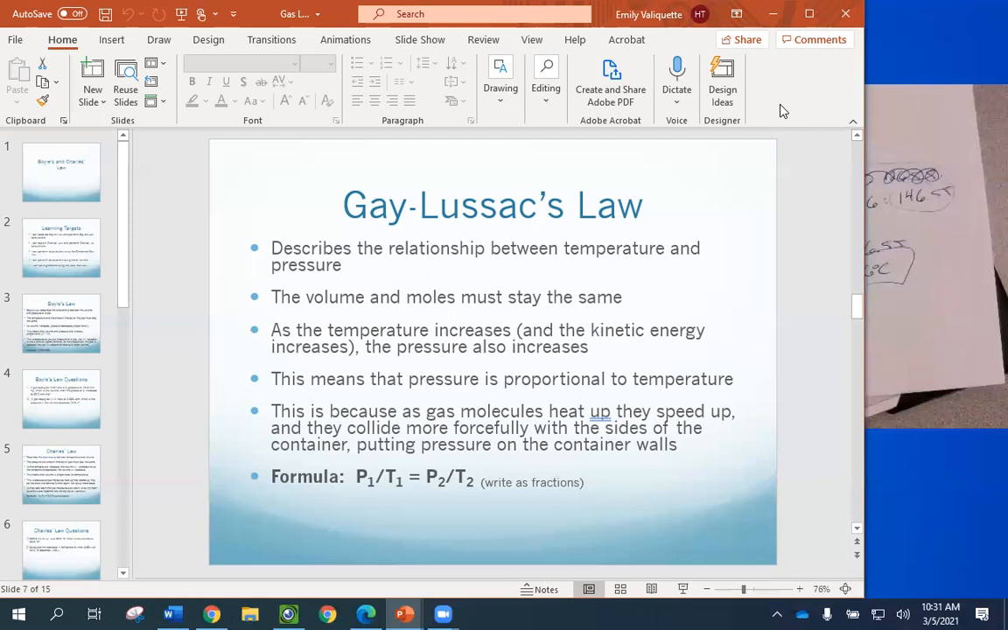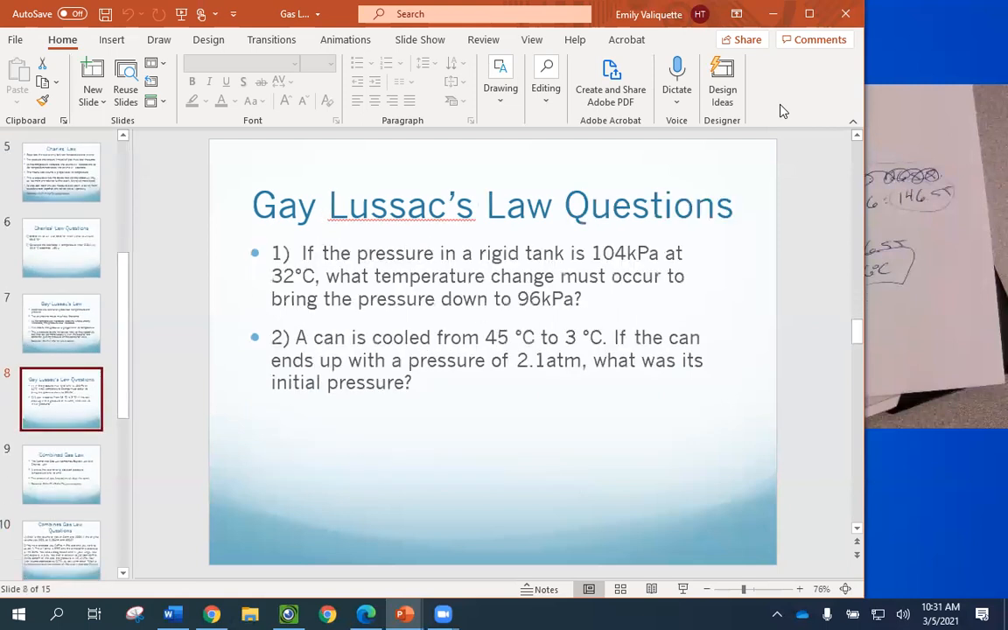This is because as the gas molecules heat up, they will, of course, gain kinetic energy. They will move faster. They will collide more forcefully, not only with each other, but also with the sides of the container, thus putting more pressure on the container. And so our formula is P1 over T1 equals P2 over T2. Again, we'll go through one of these questions together, and then you guys can try the next one on your own.